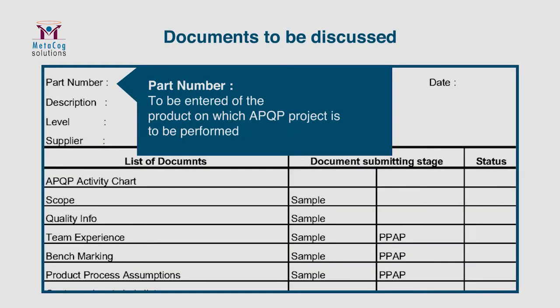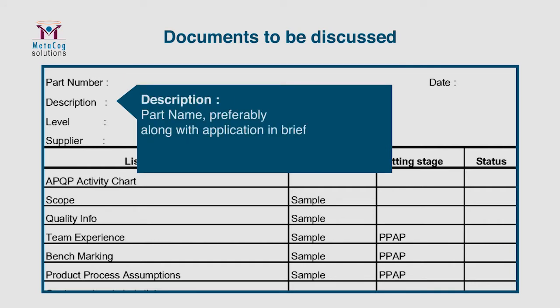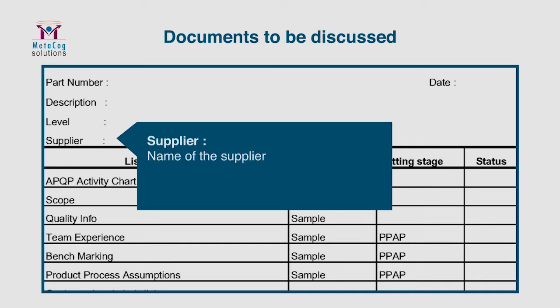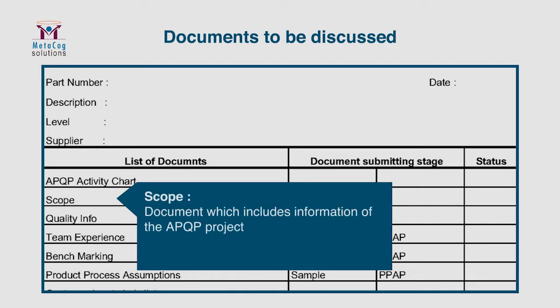What are the documents required here? The document is the part number. The part number of the product on which the APQP project is to be performed has to be entered. Description of the part number, preferably along with the application in brief. Stage of APQP level, supplier name, we have to mention it. Scope, the document which includes information of the APQP project.